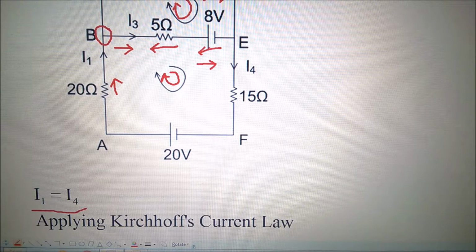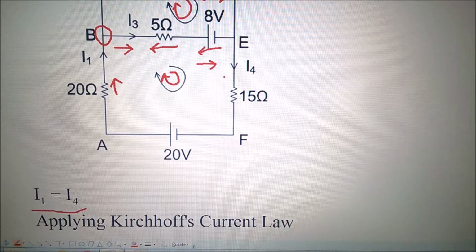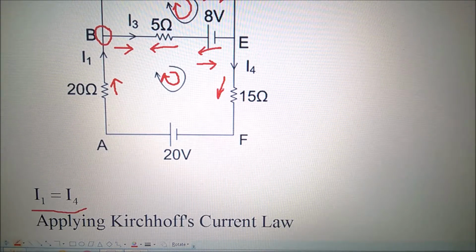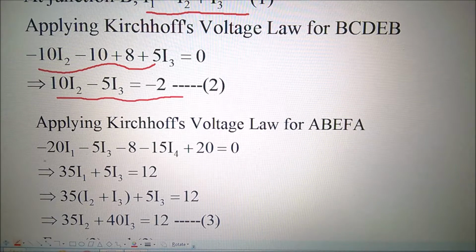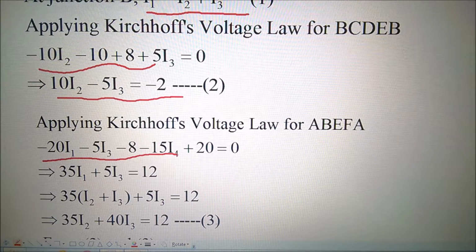Now as you go, you are going from a higher potential to lower potential. Therefore, minus 8. Now in this EF branch, you are moving along the direction of current, therefore minus 15 I4. And then as you come from F to A, you are going from negative to positive, that means lower potential to higher potential, therefore plus 20. Therefore you get this equation here, all are minus except plus 20.